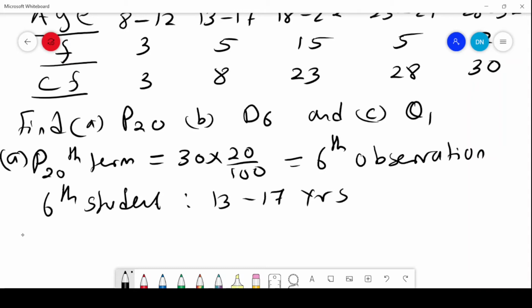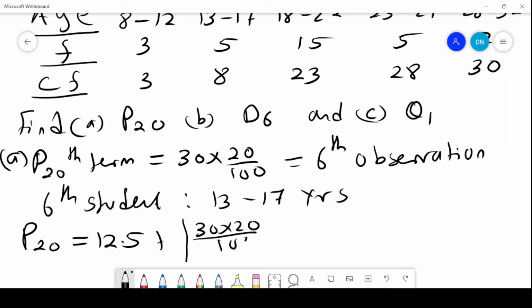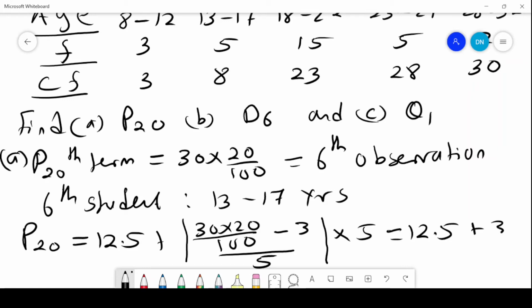So therefore we can get the 20th percentile, which is basically the lower class boundary of that, which is 12.5, plus 30 times 20 over 100 minus the sum of frequencies before that class, which is 3, times 17.5 minus 12.5, which is 5, divide by 5. This is 6 minus 3, which is 3, plus 12.5, which is 15.5 years.